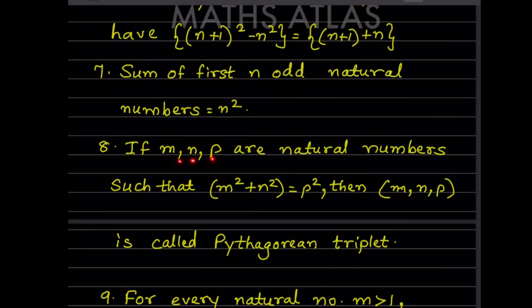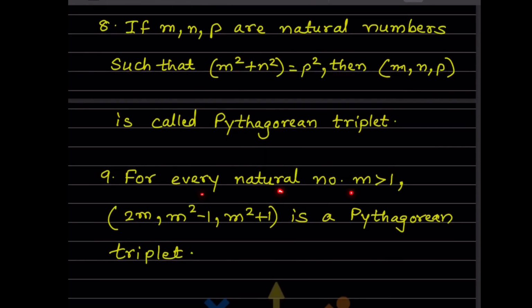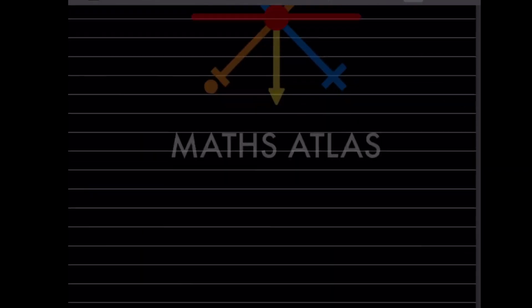If m and p are natural numbers such that m square plus n square is equal to p square, then m, n and p are called a Pythagorean triplet. Now see here, for every natural number m greater than 1, 2m, m square minus 1 and m square plus 1 is a Pythagorean triplet. So we'll see how to solve this one.